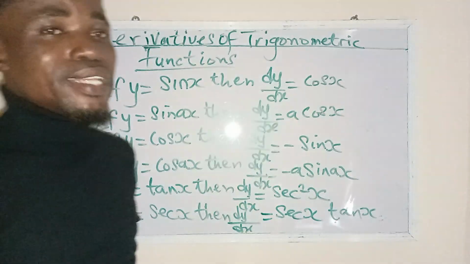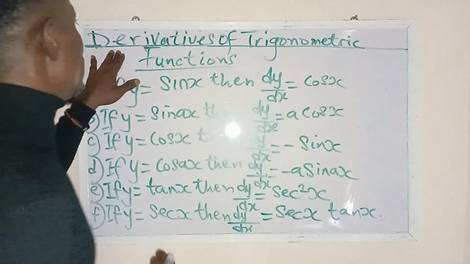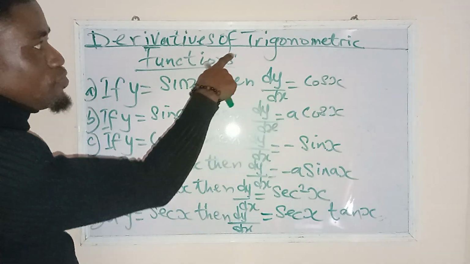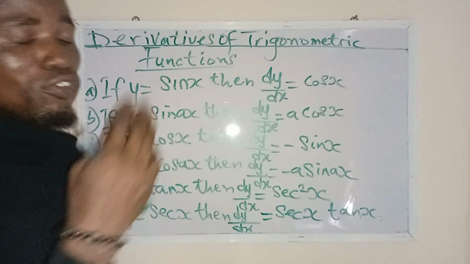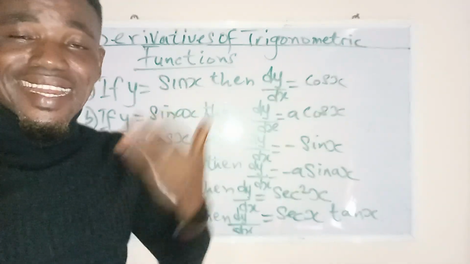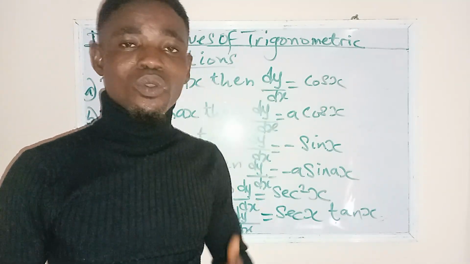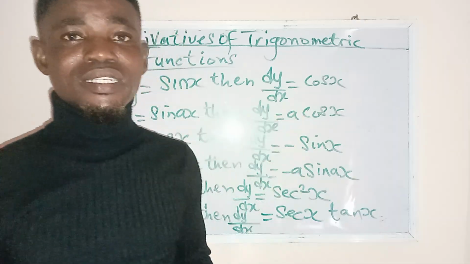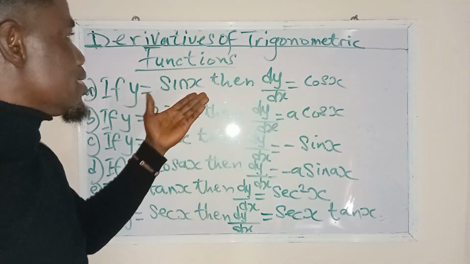Now we are still under differentiation. We want to look at the derivative of trigonometric functions. What are the trigonometric functions? We are talking of identities like cosine, sine, tan, cosec, cot, sec. All these are derivative questions.